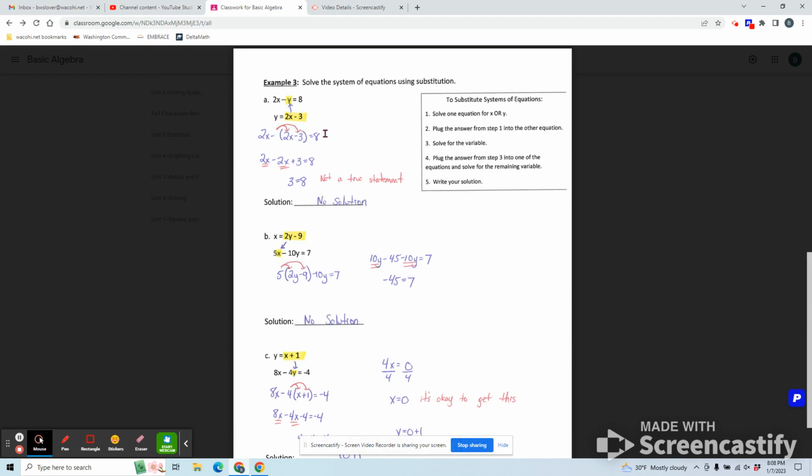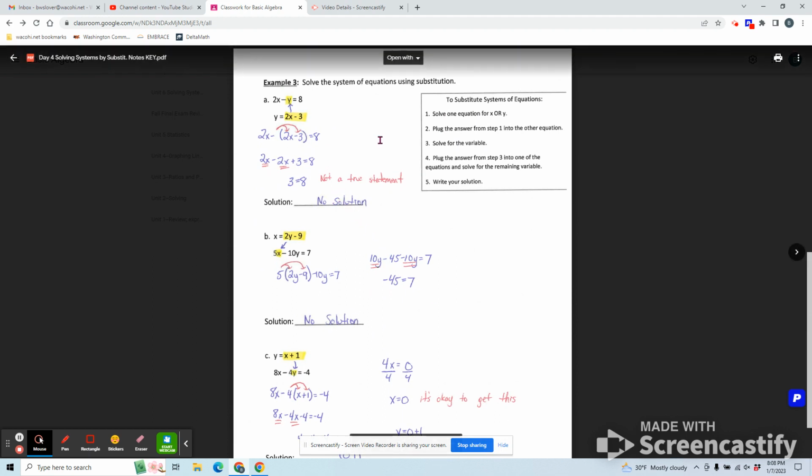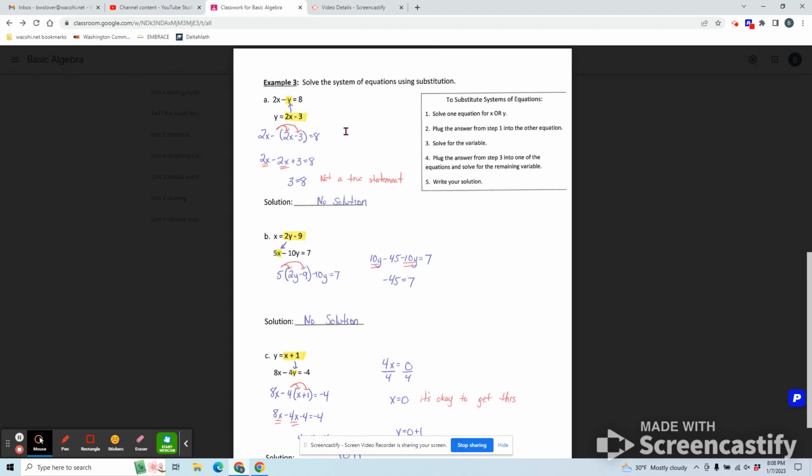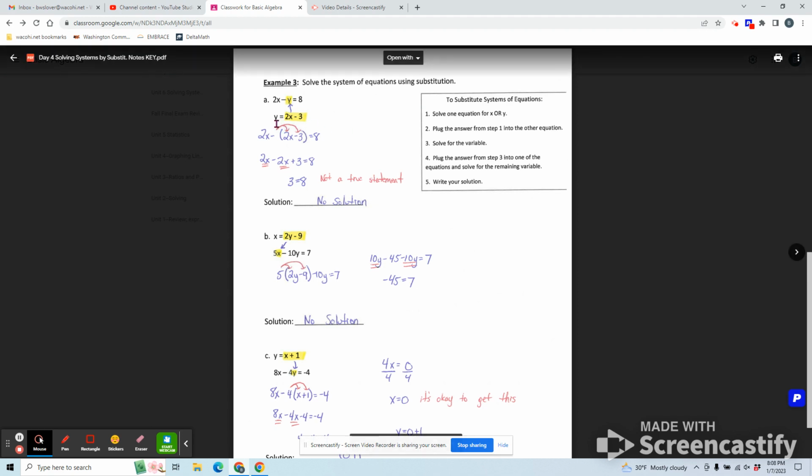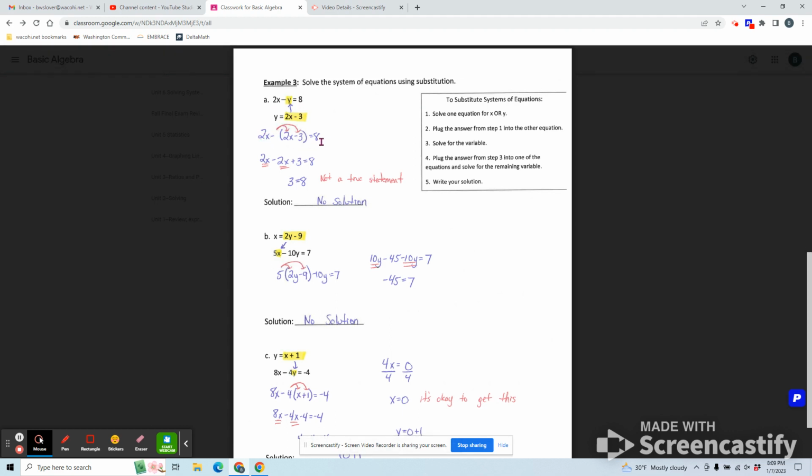So the next one, same thing, we're solving systems of equations. I have y isolated. I have y solved all by itself. So I'm going to plug in 2x minus 3 where I see a y. Now this one's a little bit tricky. It says 2x minus y equals 8. So that 2x and that minus and the equals and the 8 are all still there. It is very, very common for students to forget that negative right there. You have to include it.